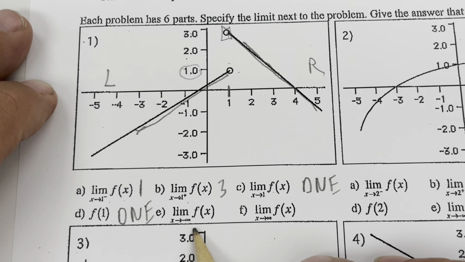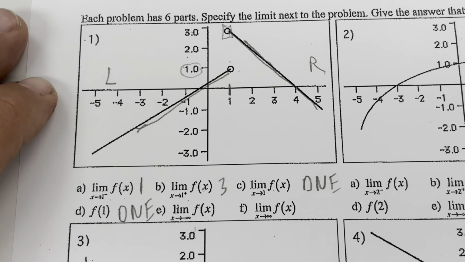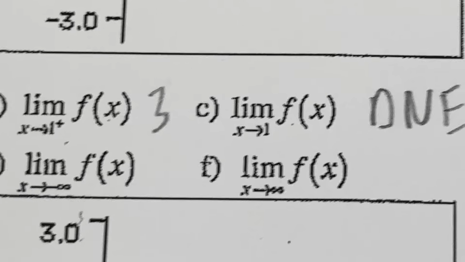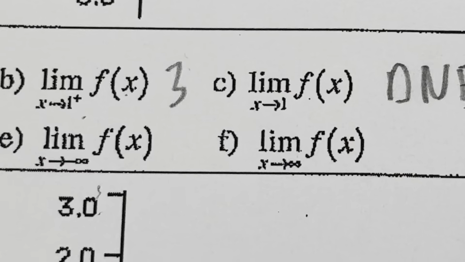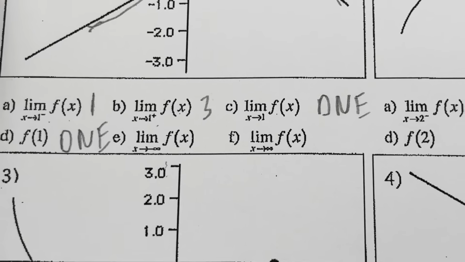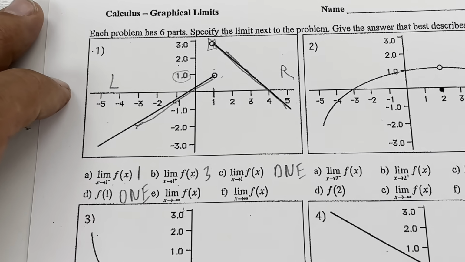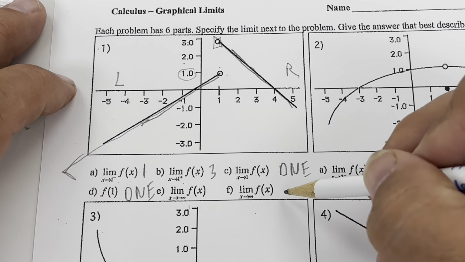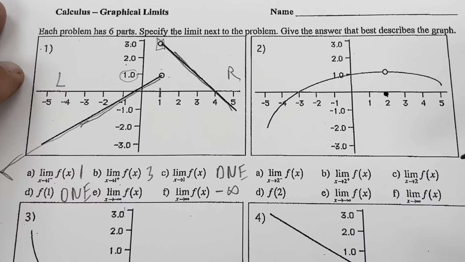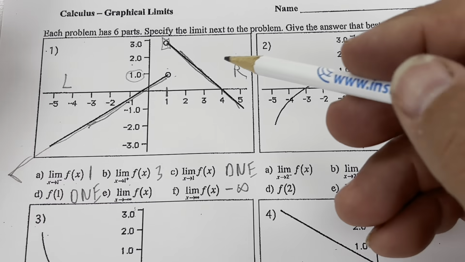Limit as x approaches. Looks to me like negative infinity. Negative infinity would be the left. So as x goes to the left, what does the y value go to? The y value gets lower and lower, so that's going to be negative infinity. That's it for graph 1.